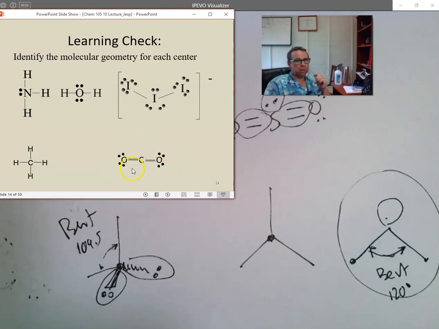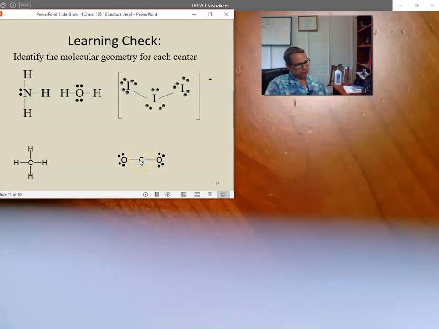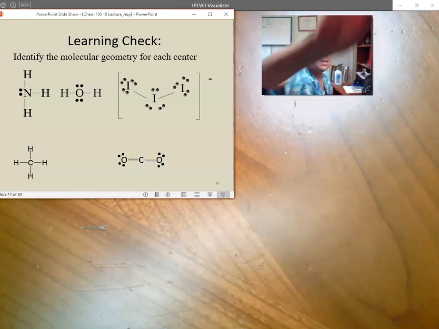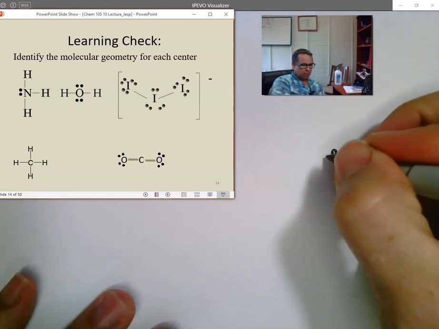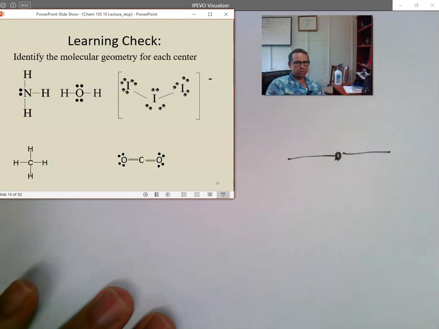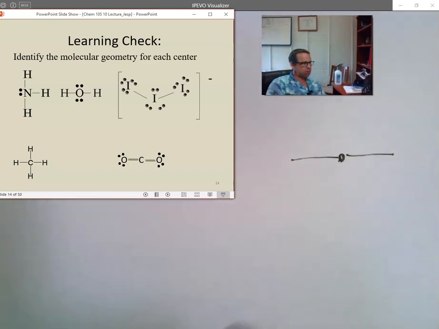Okay, how many regions of electron density around the central atom? 2. That's all. So here's a central atom. Those 2 regions are going to try to get as far away as possible, so the resulting shape would be called linear. Does that make sense? Yeah.